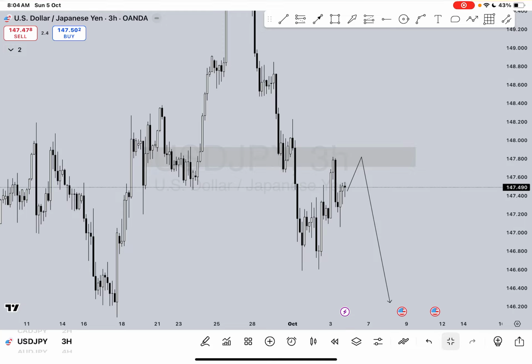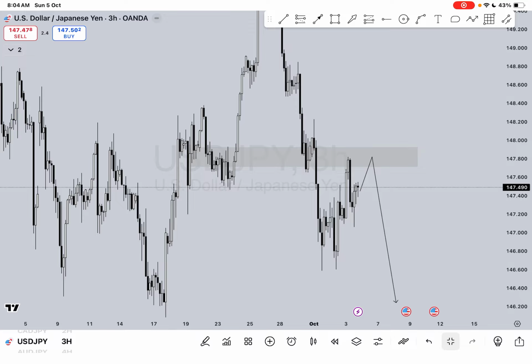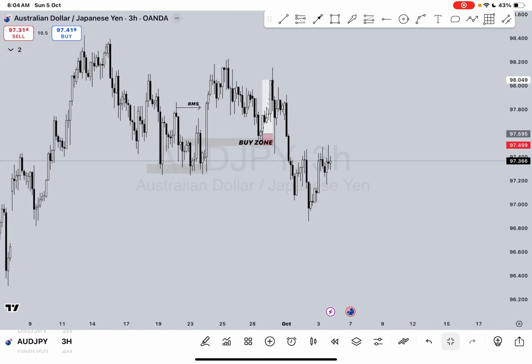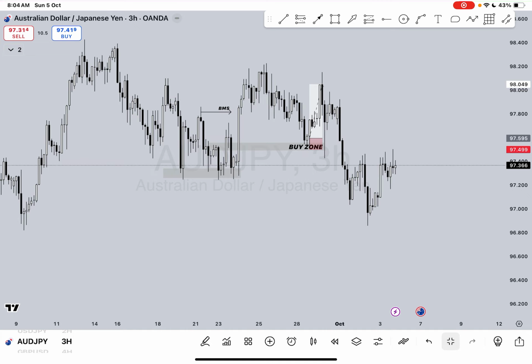For those who are my non-students, you have to be finding entries yourself. The only thing I can help you out with is the fundamental update. So the JPY is meant to be weak. USD JPY is meant to keep selling. You find your entries from there. AUD JPY as well. I'm predicting a sell too on this.